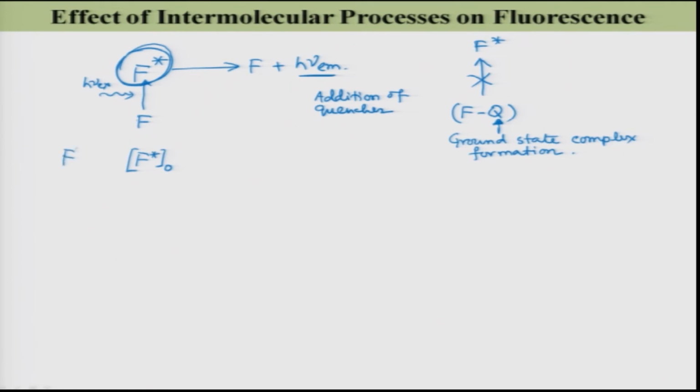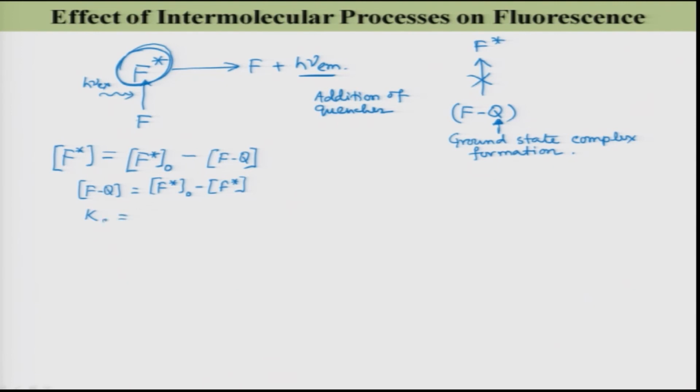So, let us write that F star is the fluorescence intensity in the presence of quencher. Then I can write F star equal to F star 0 minus something. Some fraction of the fluorophore is getting complexed with Q, which I cannot excite anymore, and all the remaining F are excited to the excited state. Or I can write the concentration of FQ equal to F star 0 minus F star.